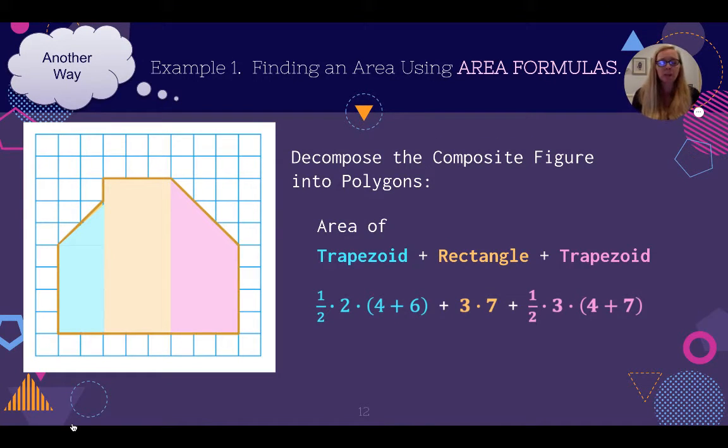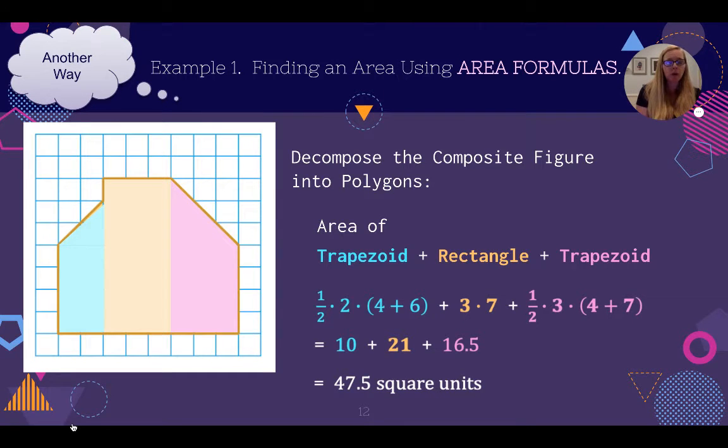Now we're going to go step by step, and we're going to solve and get, for the first trapezoid in blue, that's 10. Then 3 times 7 is 21. And for the pink trapezoid, we're adding 4 plus 7 to get 11. And then 11 times 3 to get 33, and then half of 33 is 16.5. Add those three things together, and we get 47.5 square units.